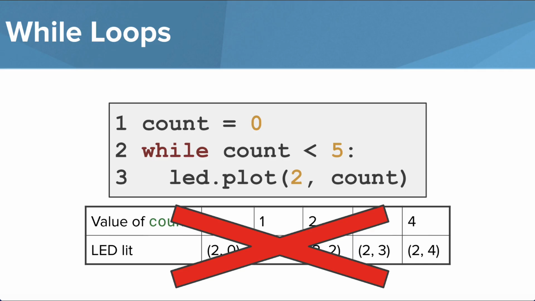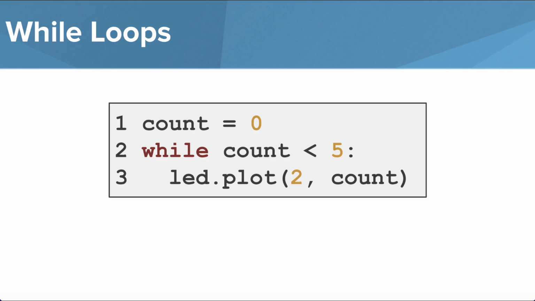Let's see why not. On the first iteration, count is set to 0, which is less than 5, so the LED at coordinate 2, 0 is lit. When the condition is checked again, the variable count has not changed. It is still 0, so the same LED is lit, and this will continue forever because the condition will always be true. This is called an infinite loop, and it is something that we need to try to avoid.